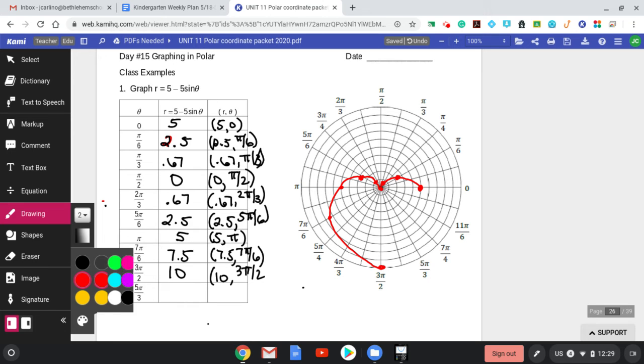And then one more point we have is going to be 9.3, so 9.3 comma 5 pi over 3. All right, so let's graph that one. So 5 pi over 3, here we go. 9, almost to 10, so right about here. Connect it. And then connect it back to the first point.